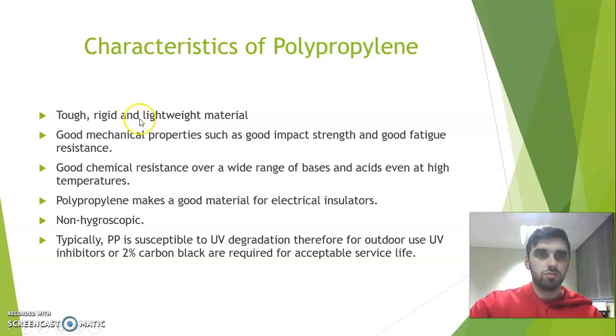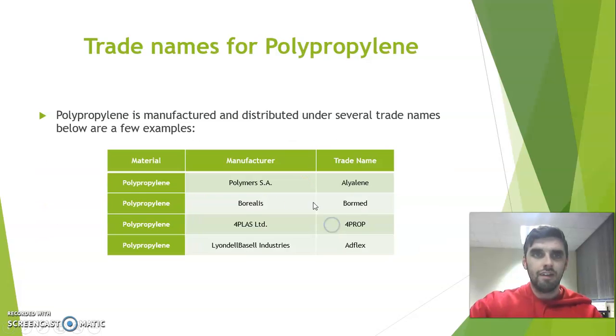Some examples are it's a tough, rigid and lightweight material, good mechanical properties, good chemical resistance, makes good material for electrical insulators, it's non-hygroscopic. Typically polypropylene is susceptible to UV degradation, therefore for outdoor use UV inhibitors or 2% carbon black are required for acceptable service life. Here are some trade names from some selected manufacturers used for polypropylene.